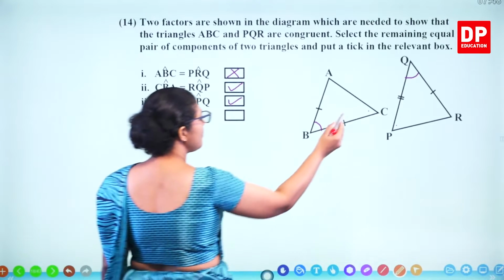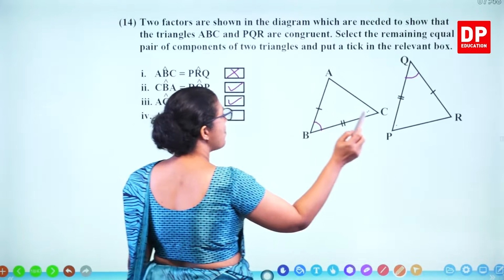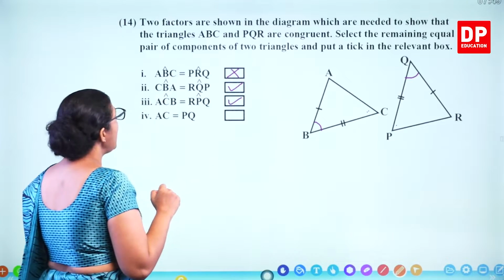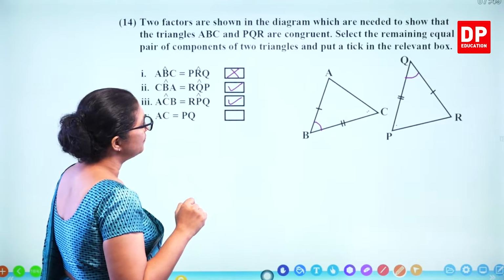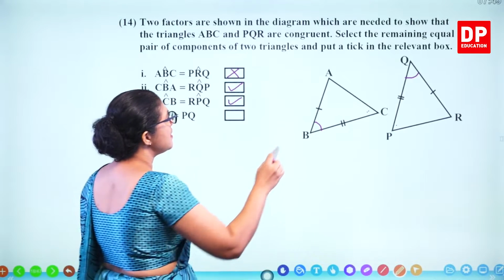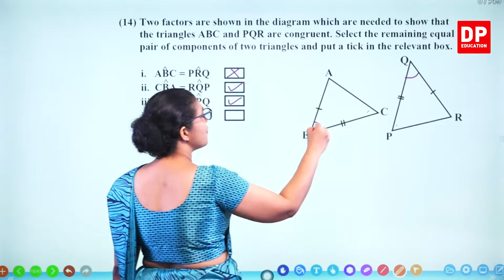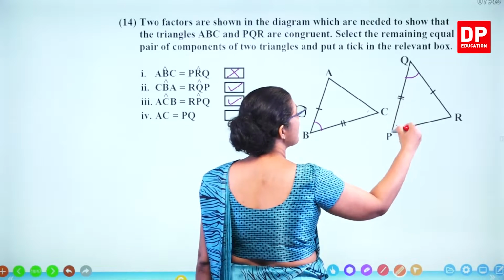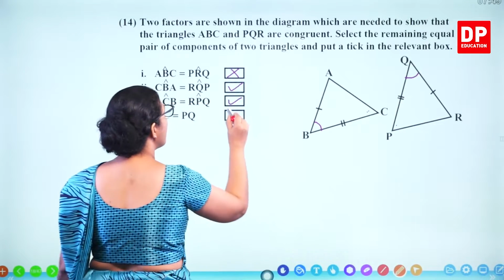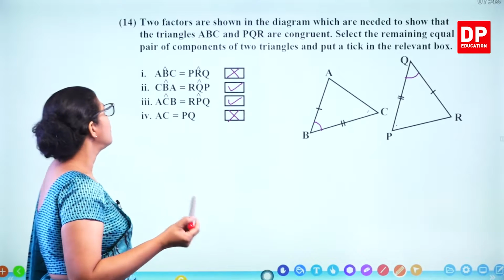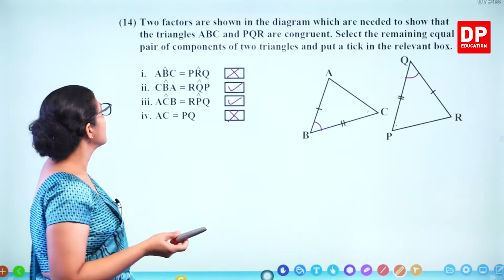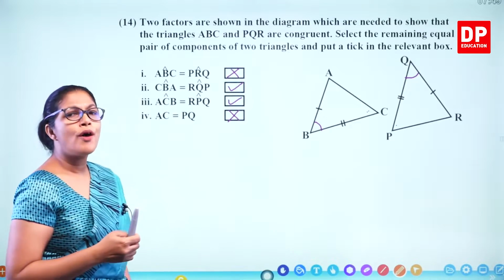ACB, opposite to this one is RPQ. AC is equal to PQ. AC is the opposite side of this angle, is equal to PQ. That's wrong. This should be equal to PR. So two possibilities are there. So you can either tick 2 or 3.